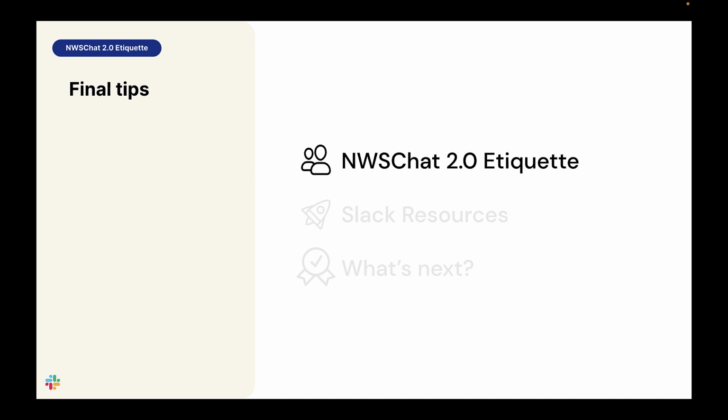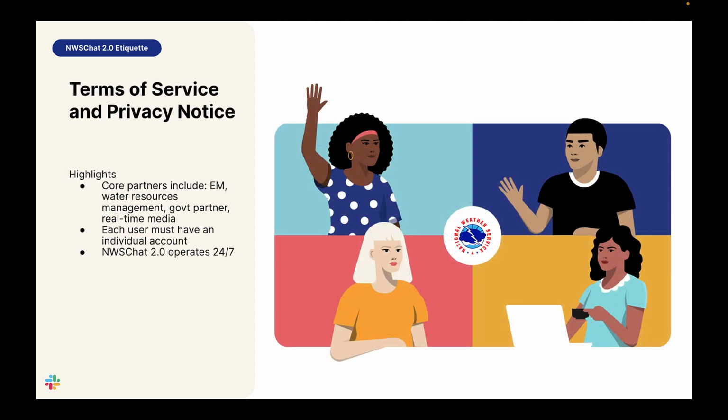First, I'd like to remind you all about our NWS Chat Terms of Service. You all agreed to these before getting access to the tool, and there are a few I'd like to call out. First, the only folks who can access NWS Chat 2.0 are emergency managers, water resource management, government partners, and real-time media. Next, everyone must have their own account. Sharing is not allowed. And lastly, this platform is totally reliable and accessible around the clock. We ask that you use NWS Chat 2.0 professionally to communicate information related to weather, water, and climate events.